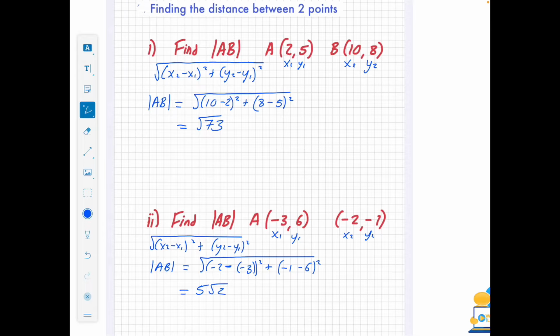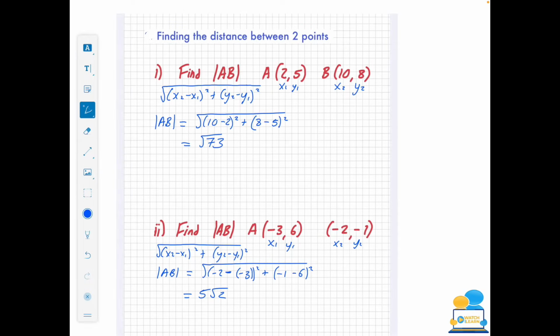Okay, again, we don't need nice numbers. Numbers won't always come out nicely in maths. 5 root 2 is a fine answer. So don't think you're wrong just because you're not getting out the answer 10 or 12 or any nice number. Okay, that's finding the distance between 2 points.